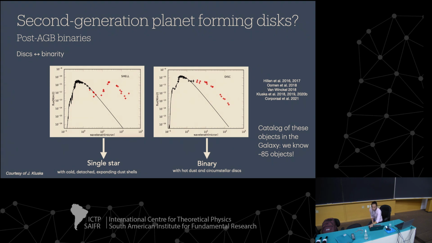Okay, so when we observe a disk, we always see it by photometry. So all of these points are taken at different frequencies, at different wavelengths.